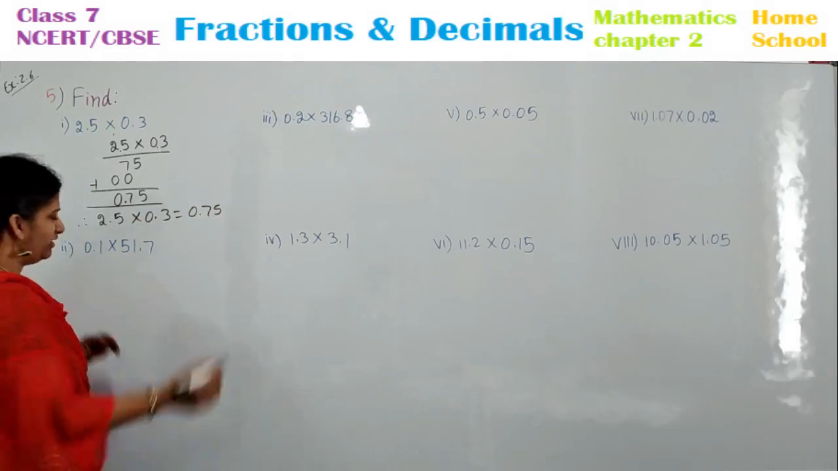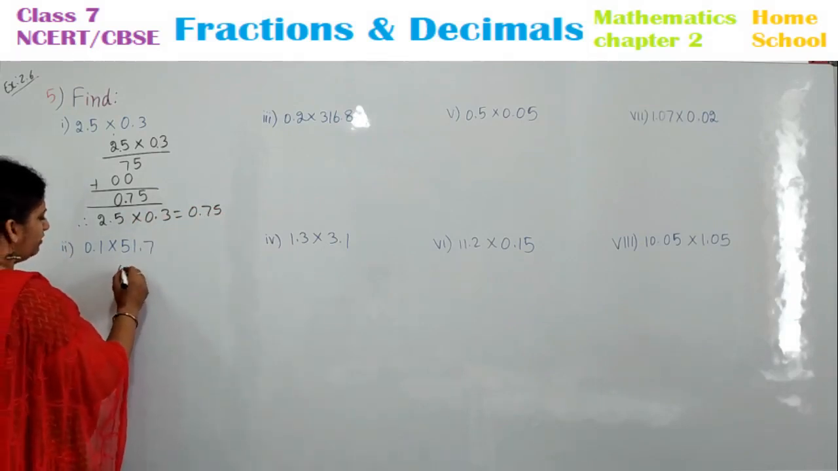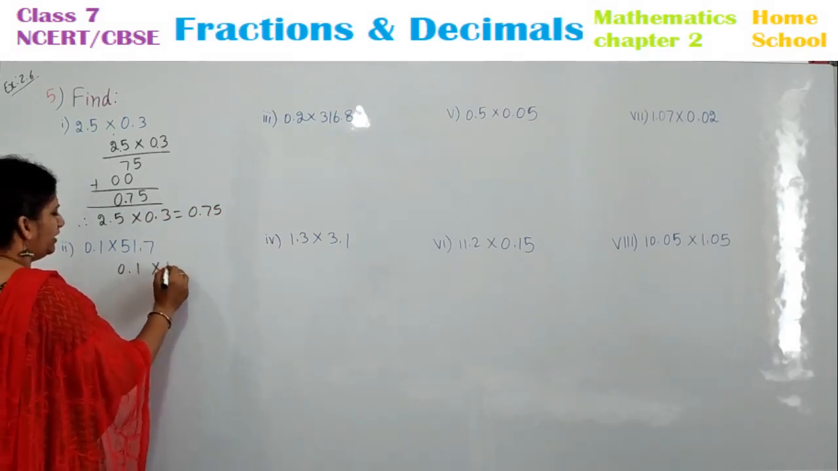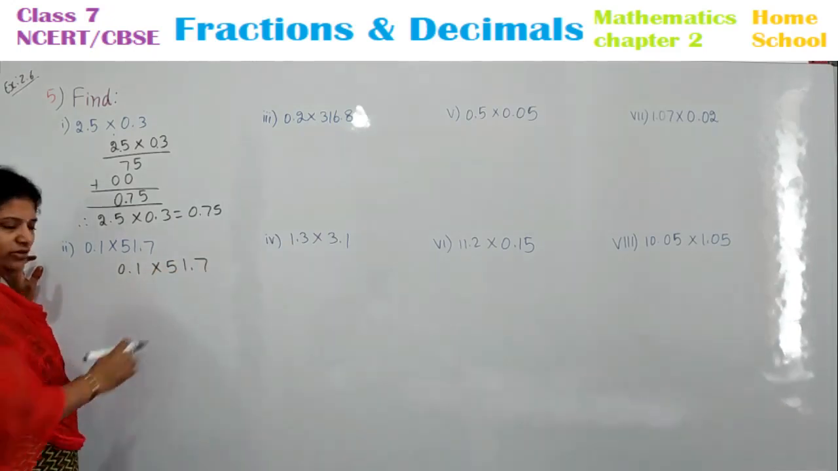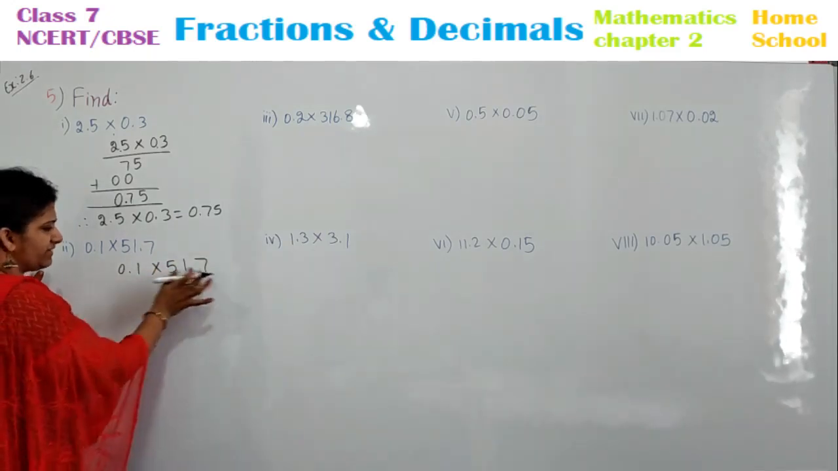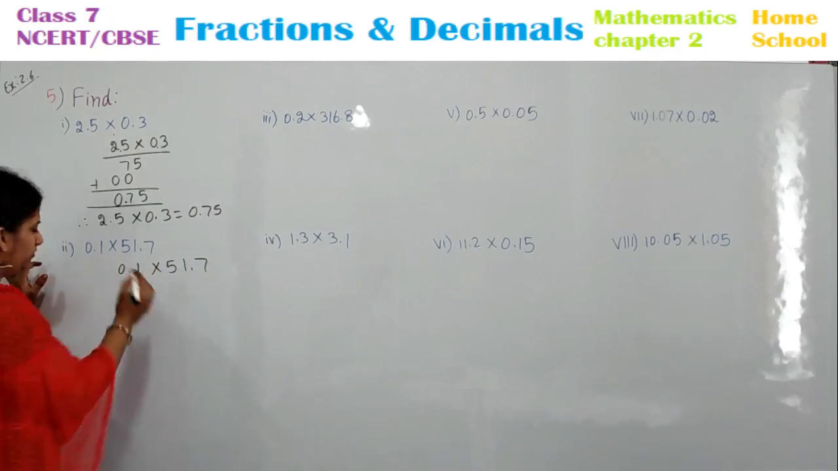Shall we do the second one? Look here carefully. Even if you take the point, nothing will happen, children. Don't worry. Anyway you can do it. Either you may take 51.7 into 0.1, you can do that also.